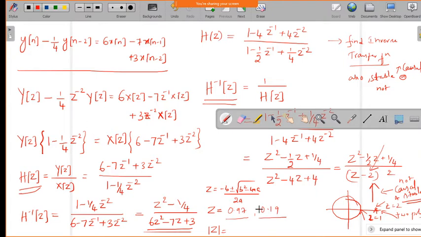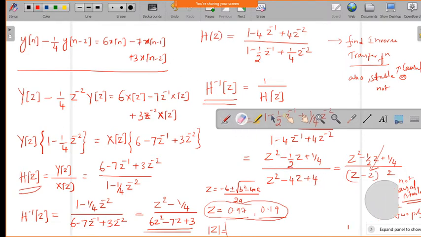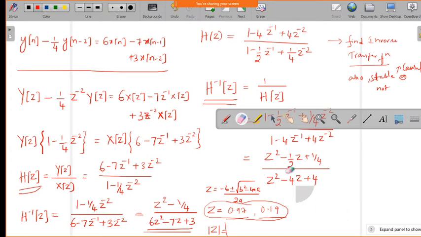So now what are the poles? Say for example, if we consider these are the roots, and if you plot them, both are inside the unity circle, right? You can observe the magnitude value here, both are inside the unity circle.